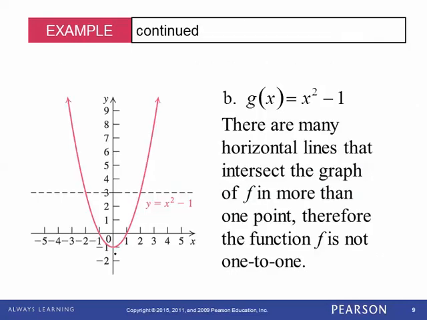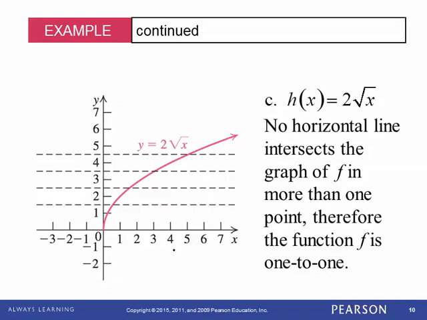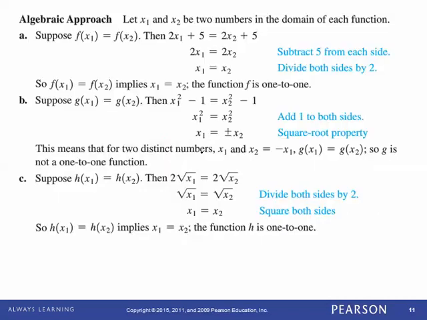Yeah, x squared minus 1, no way. There's decreasing, there's increasing, there's two x values giving me one single y value. Okay, and how about this one, the square root function, will that pass the horizontal line test? Yeah, absolutely, right? It hits it in one single spot for the rest of the time.